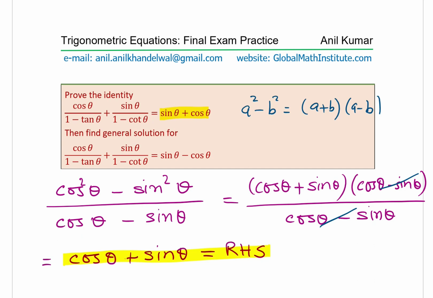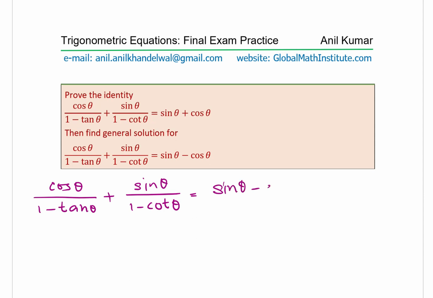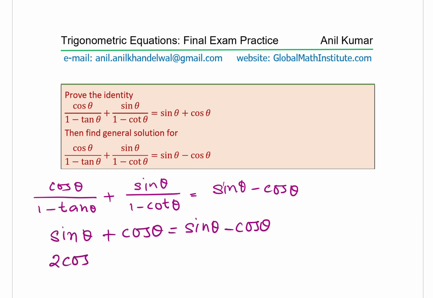Now let us solve the equation as such. So let's take a fresh page to solve the equation. Now in the equation, we are given cos theta over 1 minus tan theta plus sine theta over 1 minus cot theta equals to sine theta minus cos theta. Now this is not an identity. The first one was the identity where we showed that the left hand side is actually equal to sum of sine theta and cosine theta, correct? Now the right side is sine theta minus cos theta. So that gives you 2 cos theta equals to 0. So that is the result.